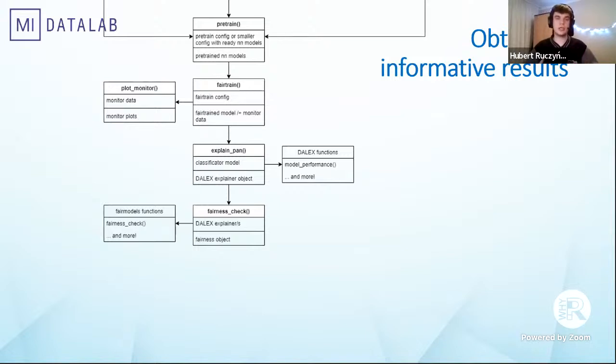After the fair training, we can also decide to use the explain_pan function, which creates a dialect explainer on which we are able to use all dalex functions. We can achieve the same with the fairness check, where we create a fairness object and it can be used in various model functions. And most importantly, we can plot the fairness check plot.